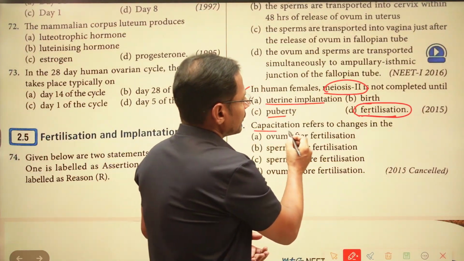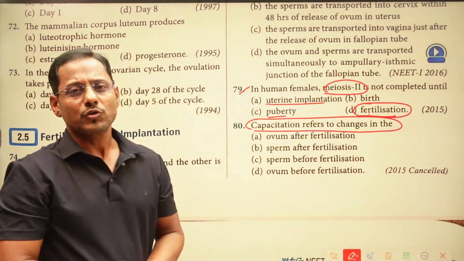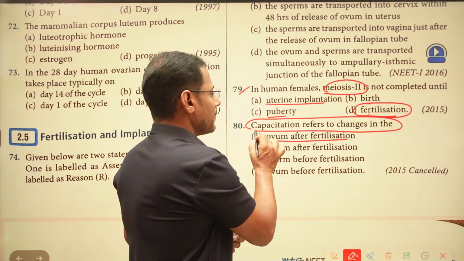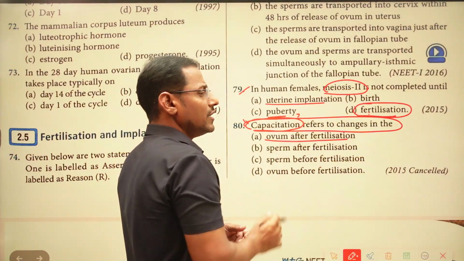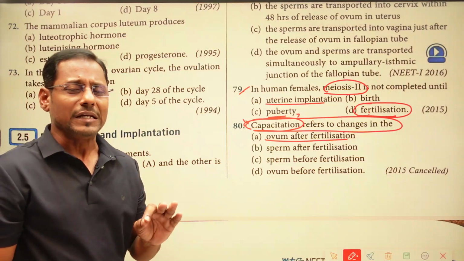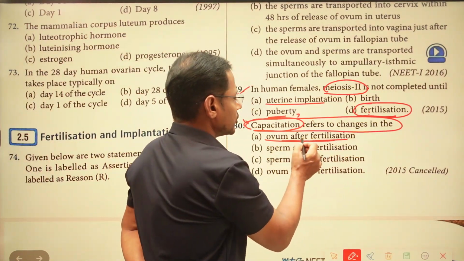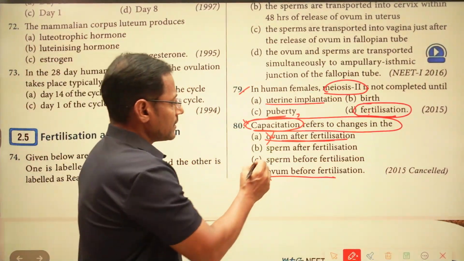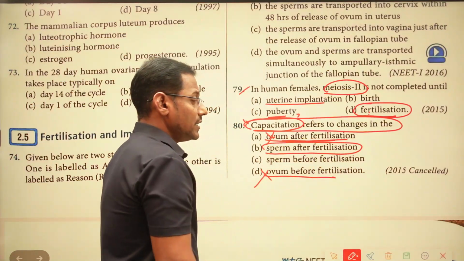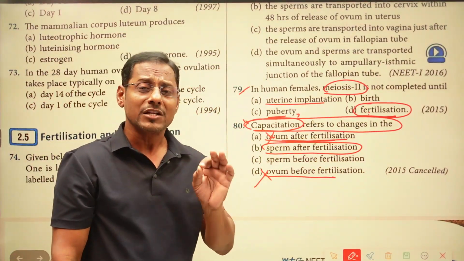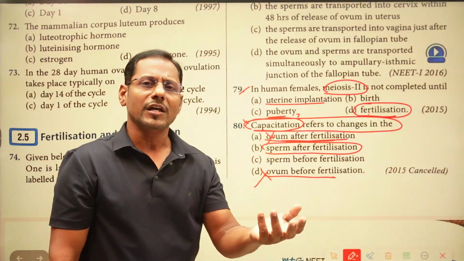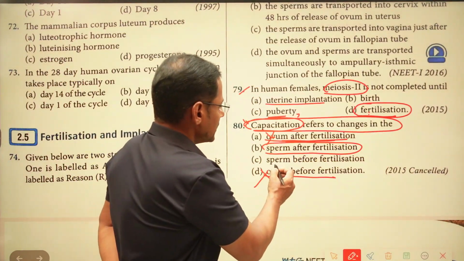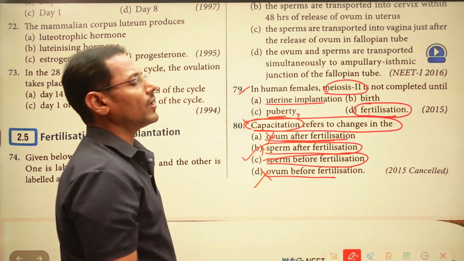And here, capacitation refers to change in... right? So, we already discussed that capacitation is not at all related to the ovum; it is completely related to the sperm. Ovum after fertilization, not this one, and ovum before fertilization is not the right answer, right? Sperm after fertilization, see here, before fertilization itself the sperm has to be activated, right? After fertilization, what happens? The sperm is going to shed off from the ovum surface. Right here, the sperm before fertilization. Now, this is the right answer.